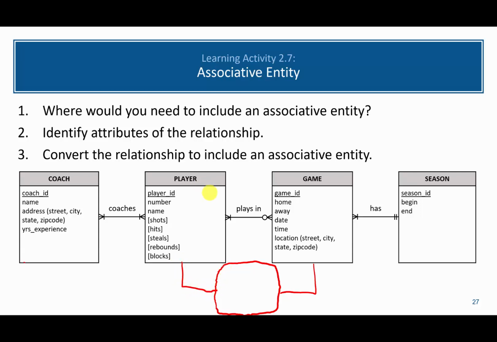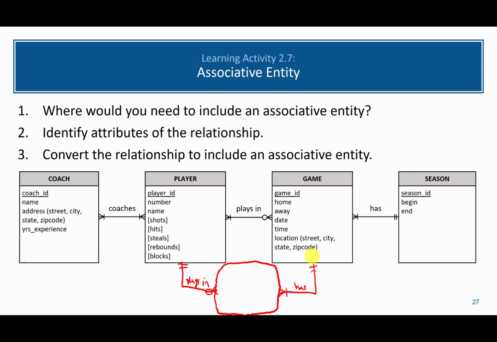For the relationship, a player plays in 0 to many games, so I'm going to put 0 to many there, and I'll just put mandatory 1 on this side. And then a game has 1 to many players, so we'll go ahead and put 1 to many on that side, and then I'll just use the mandatory 1 on this side. And then a player plays in 0 to many games, and a game has 1 to many players.